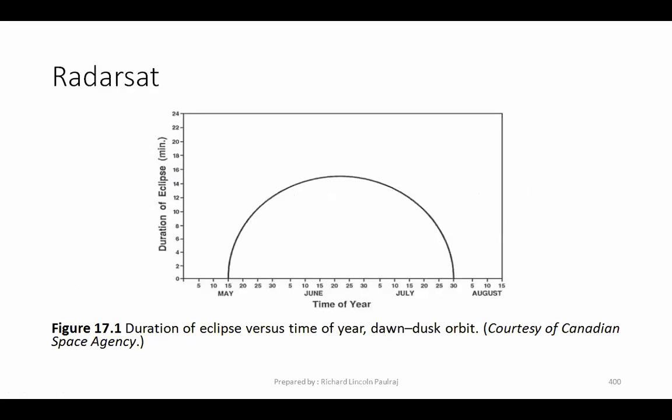So this was the diagram that we were talking about, from May 15 to July 30. Maximum you can see that it's about 15 minutes that it's going to have the eclipse. Apart from that, it's all fine. As mentioned, you don't have to really rely on your battery. So that happens from May to July, and it varies from 0 minutes to a maximum of about 15 minutes.